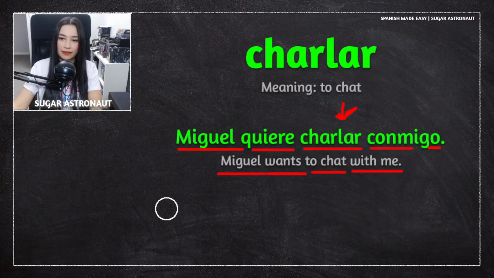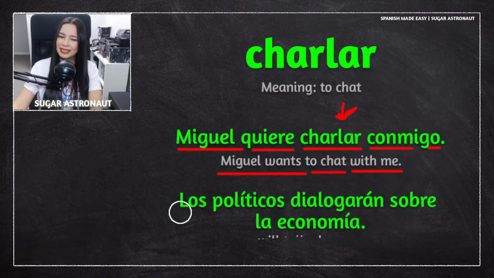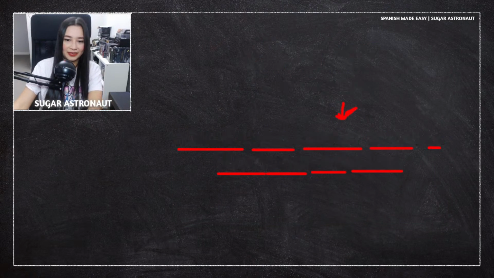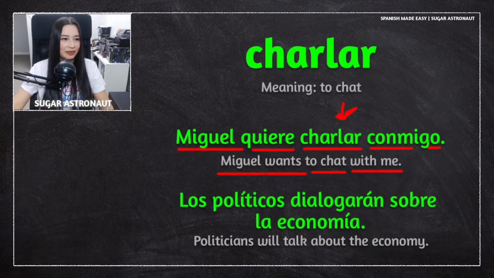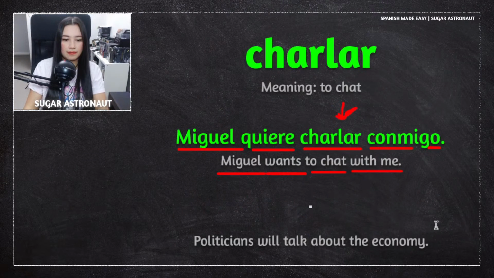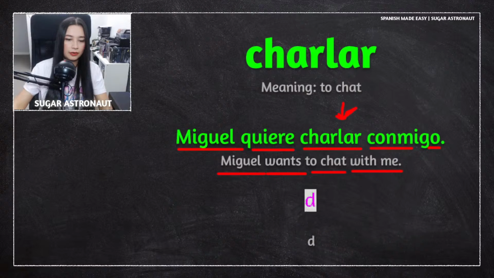Let's see what we have here. Los políticos. Something is odd here. I think I made a mistake here. That's a different verb over there. I don't know why. I was working on this last night, so I apologize about that. Let me just give you another example. Hang on. Let me just remove this so you don't get confused.